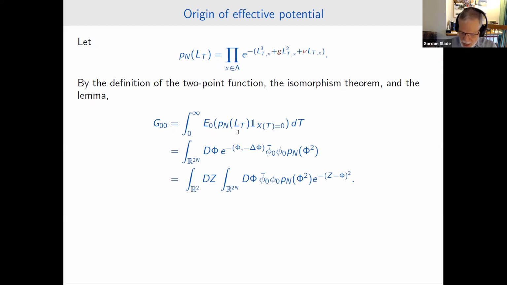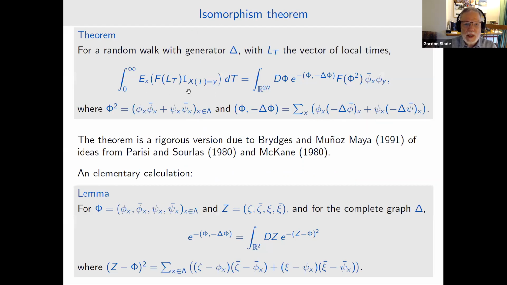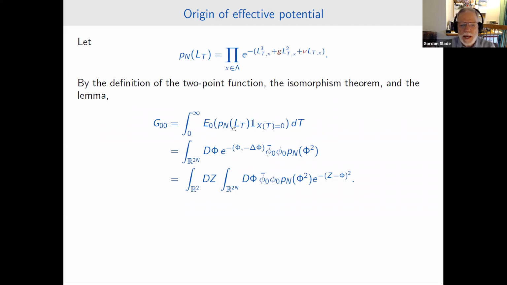And now this is exactly one of these integrals that shows up in the isomorphism theorem, where the f is now just given by the p sub n. So this first equality is the definition of the 2-point function. The second equality is the isomorphism theorem, which writes one of these integrals involving expectations of functions of local time in terms of a Grassmann integral. This is exactly the statement of the isomorphism theorem that we were just looking at. And then we apply the lemma to rewrite this e to the minus phi Laplacian phi as this z integral, and then interchange the order of the integration. So this exponential factor got turned into this one together with the integral with respect to z.